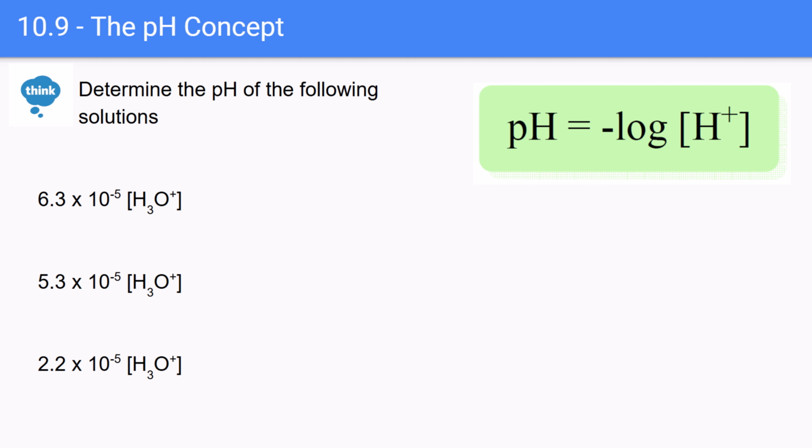So just simply take the negative log of these values, and you will get the pH, and then we'll take a look in just a couple moments to determine if they are acidic or basic. Be back with you here in just a couple moments.